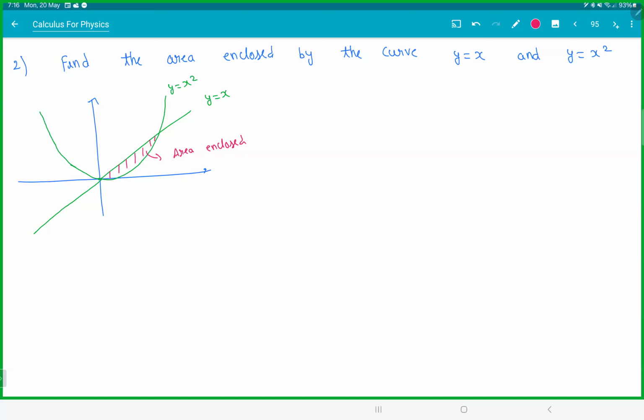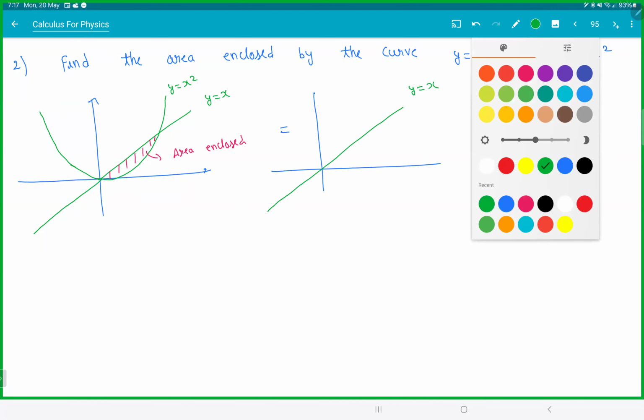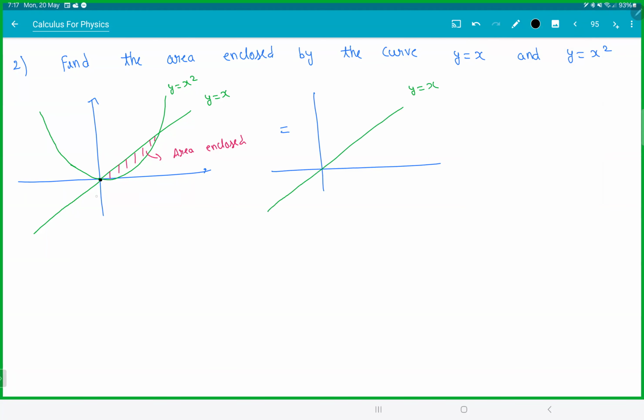Now, let's try to understand, okay? So what is being asked here is this. Let's take them separately. This is y is equal to x. Now, what is this point of intersection? So this point is 0, 0. When x is 0, y is 0. This point is 1, 1. Agreed? Because when they intersect, at that point, both x and y coordinates are same.